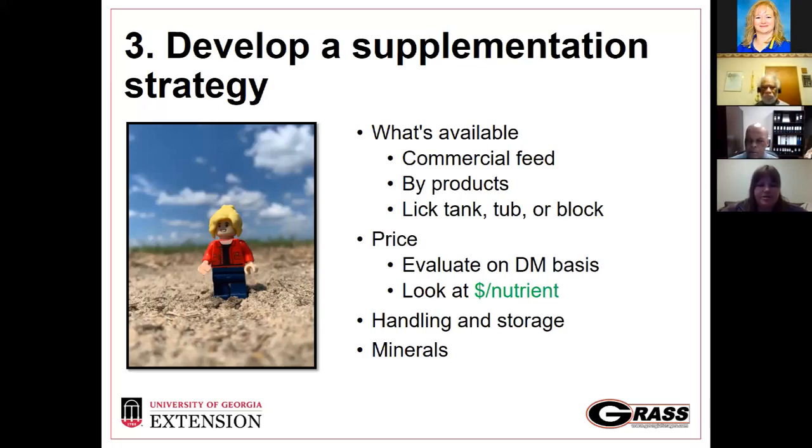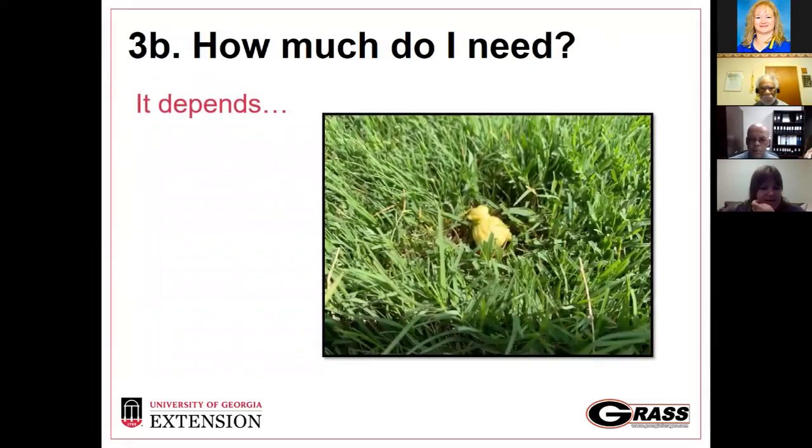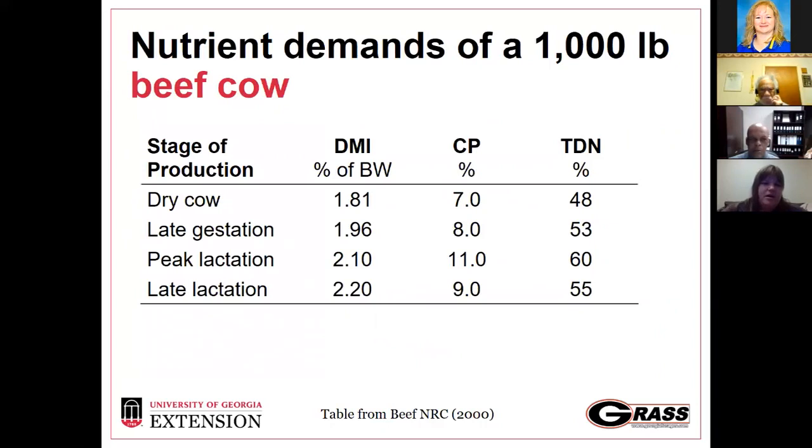compared to others. Another part of the decision may be how can we, or are we capable of handling and storing the product? And then what are the mineral needs? I know a lot of producers are calling about high mag mineral right now, so that could play into this. The other part of that is how much do I need? And that's really where we get into the extension answer of it depends.